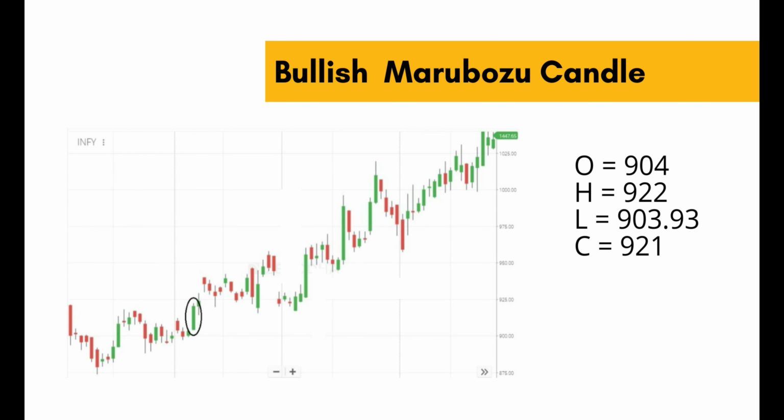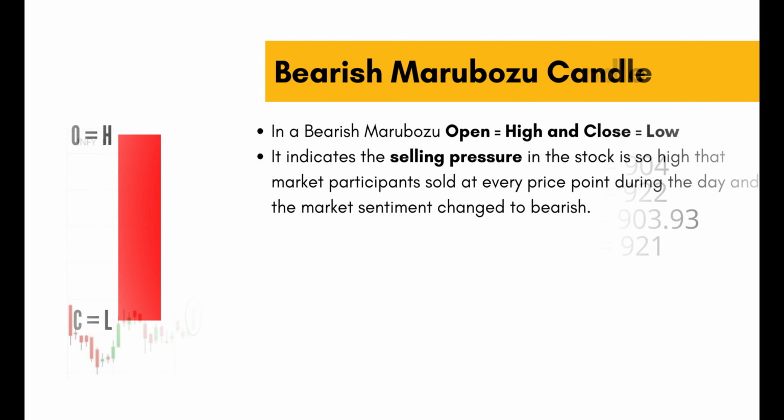Thus, the trade setup for this candle would be to buy the stock around the closing price, that is 921, with the stop loss at the low around 904. Now as we are done with the bullish Marubozu, let's discuss the bearish Marubozu.